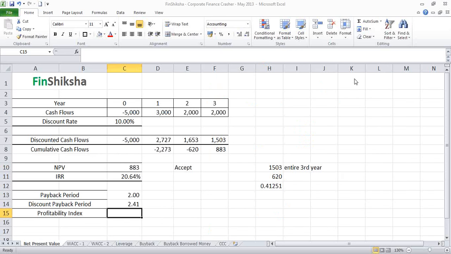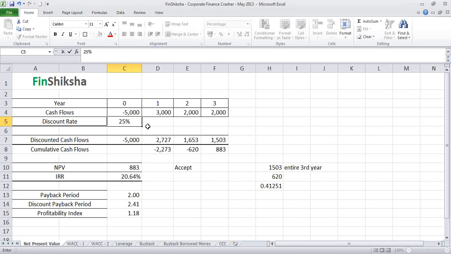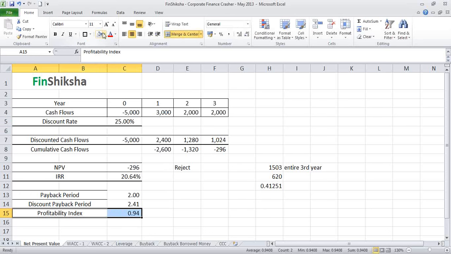So this number would be equal to 1 plus 883 divided by negative of this minus 5000, since we have already taken the 5000 number. So we get the profitability index as 1.18. Since this is greater than 1, we accept it. If I increase this discount rate to 25%, you will see profitability index goes below 1. This is rejection point for a project.